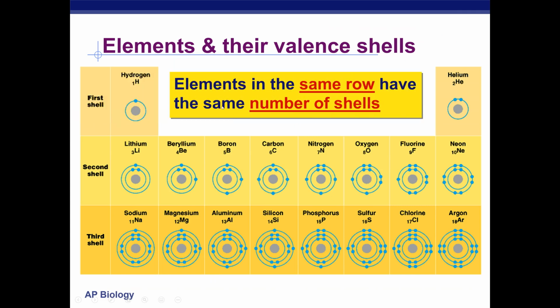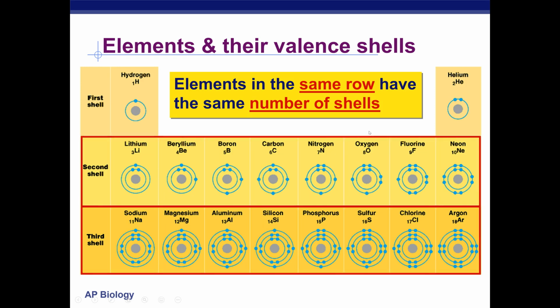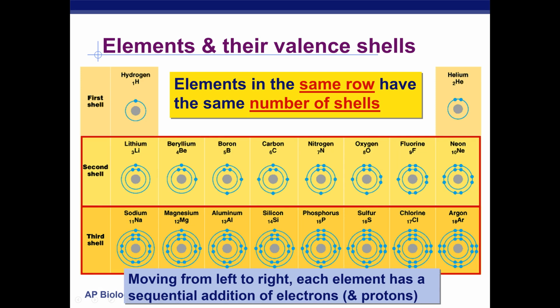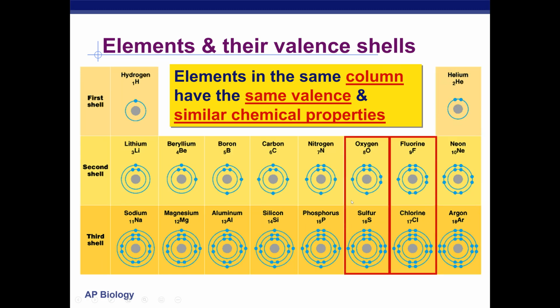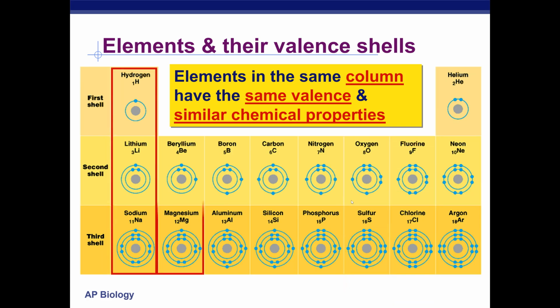So for elements in the same row, you have the same number of shells. Okay, so all right, just more electrons across. That's what's going on there. Each element has a sequential addition of electrons and protons, and then in the columns I've already talked about, you have the same valence number and you have similar chemical properties.